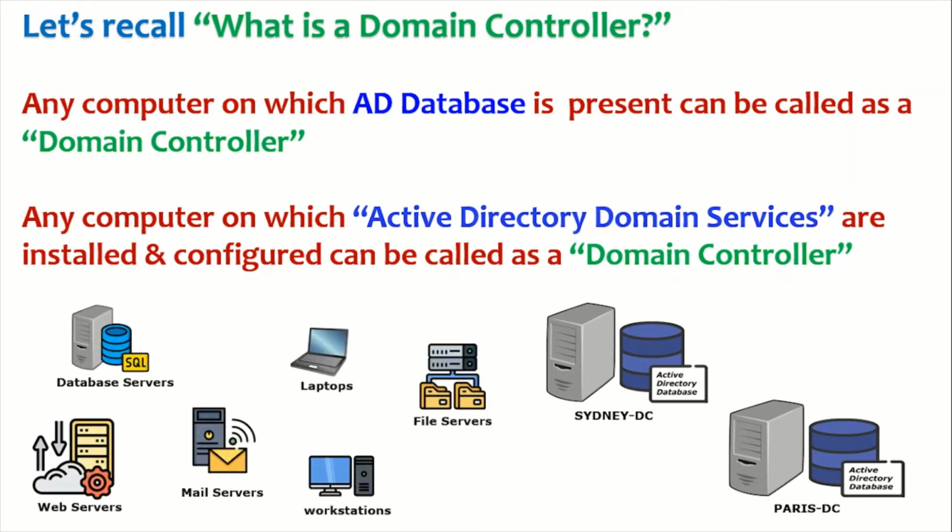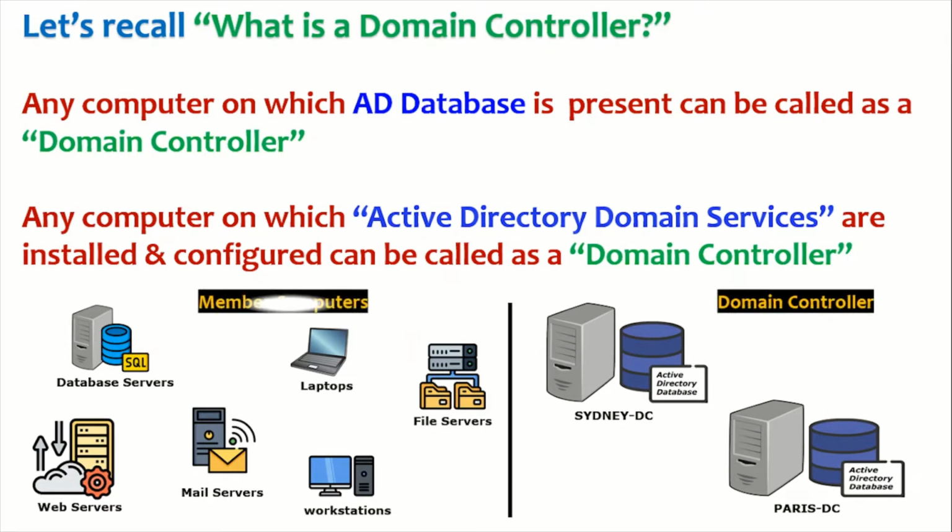Now in our infrastructure, we have a lot of other computers as well. We have database servers, web servers, mail servers, some workstations, laptops, file servers. But there is a clear distinction between a domain controller and other member computers. These are all called member computers. They are not called domain controllers because they don't host Active Directory. So there is a clear distinction between a domain controller and member computers, and the FSMO roles can only be designated to a domain controller.